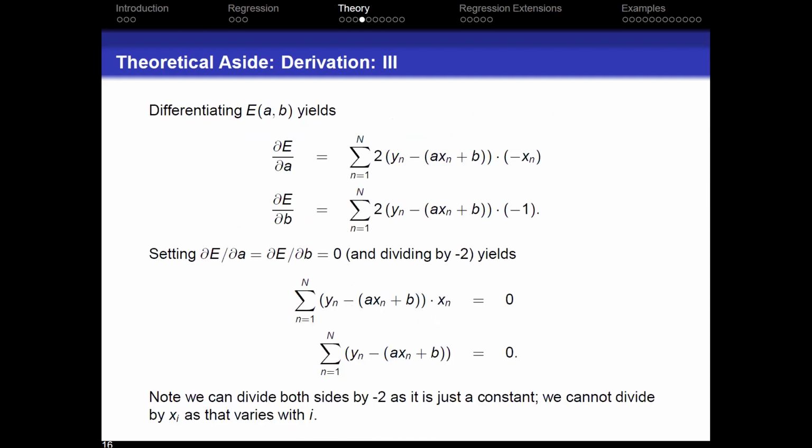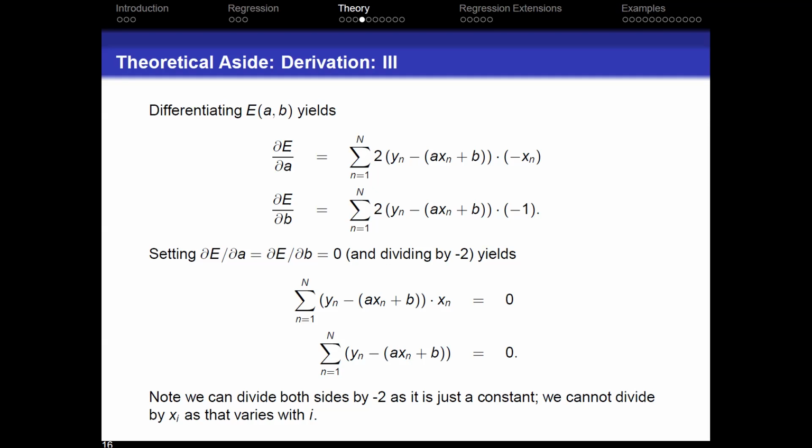Okay? So if we take the derivative with respect to A, again, xn and yn, these are fixed numbers. So we have the power rule. So the 2 comes down, then it's yn minus a xn plus b to the power 2 minus 1, to the first power. And then we take the derivative of the inside piece with respect to A, and that just gives us negative xn. And similarly for the second one, when we take the derivative with respect to b, we'll get negative 1. We set both of these equal to 0, so we can divide both sides by negative 2, and we get the following expressions.